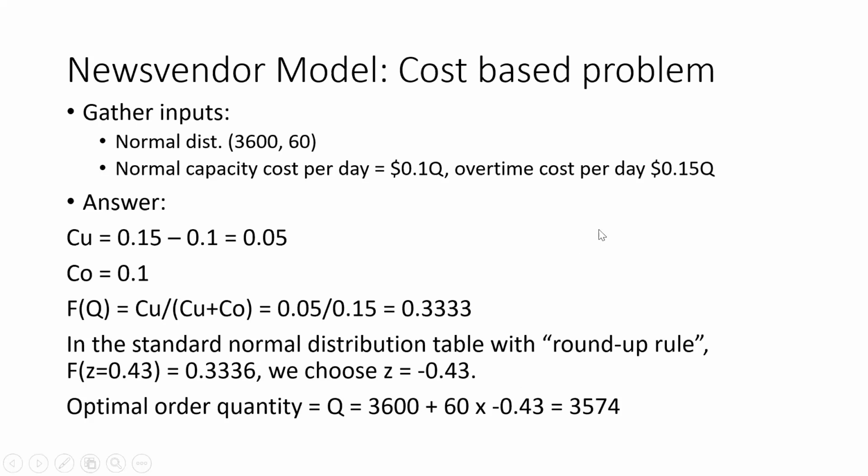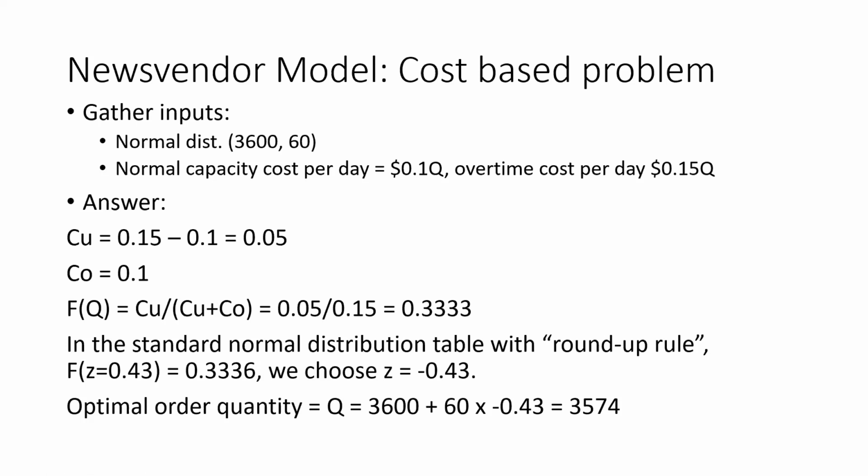And then F of Q is 0.333. Looking it up in the standard normal distribution table, F of Z equal to 0.43 is equal to 0.3336. And then we choose Z equal to negative 0.43. And then the optimal order quantity Q is equal to mean plus sigma times the Z value. I got 3574. Okay.